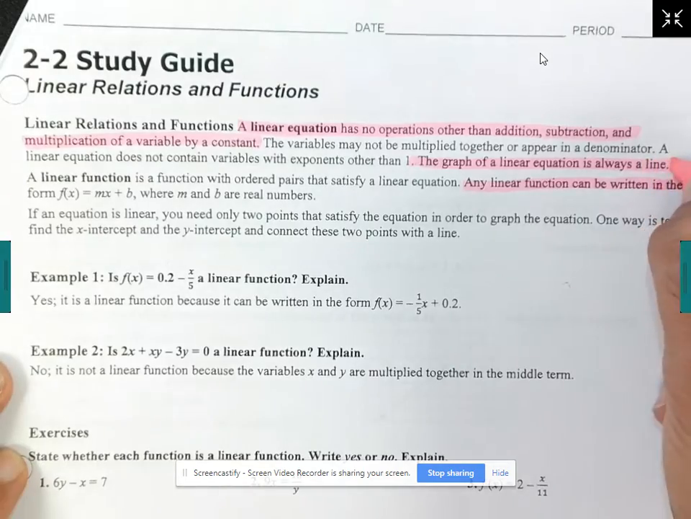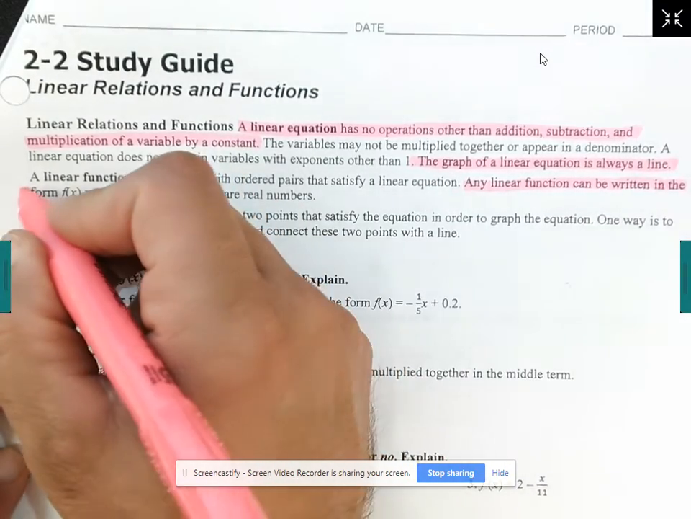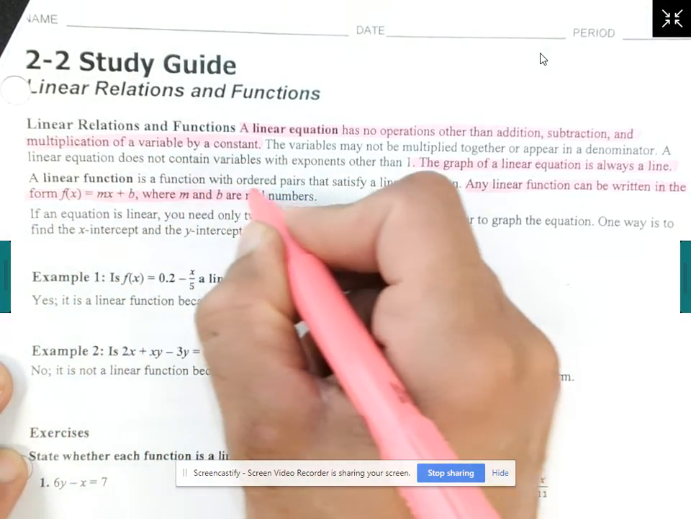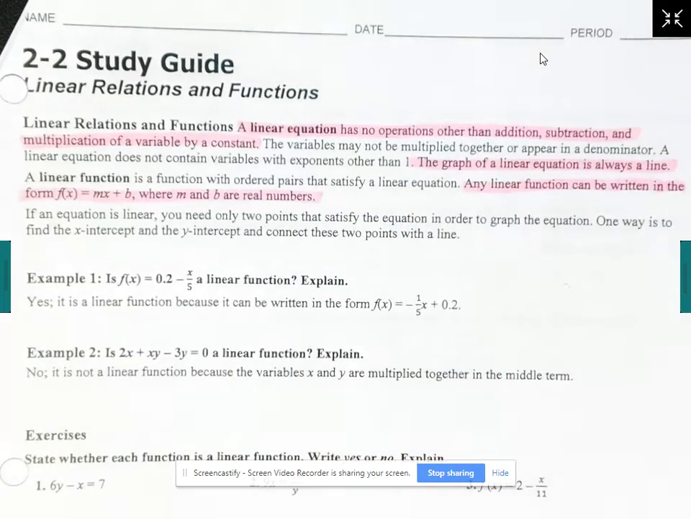which is up here. And the formula that you normally use, all linear functions can be written in this form: y is equal to mx plus b, which you should be familiar with because you covered that quite a bit back when you were in algebra 1.